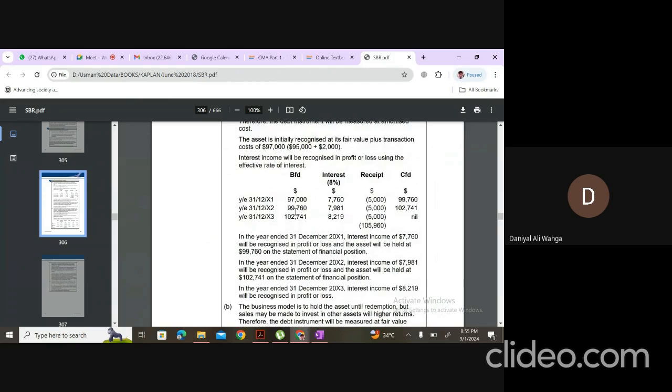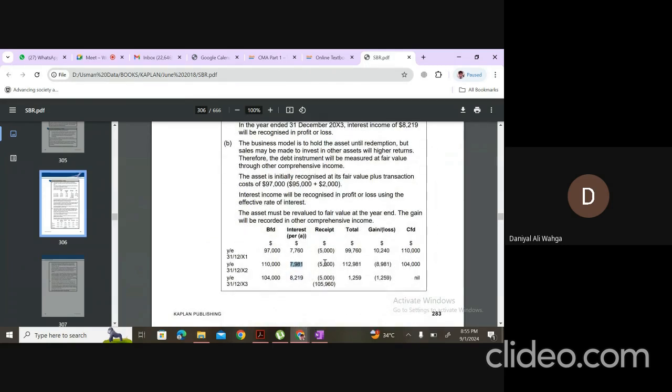Okay. Now this closing balance will be considered the opening balance for the next year, but the interest payments will remain the same. The effective rate of interest will remain the same as per the previous. Okay. The receipt will be the same. This is the closing balance. Again, at the end of the second year, the value is $104,000.